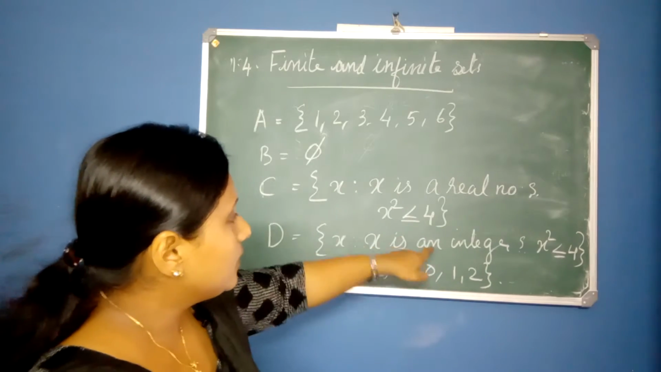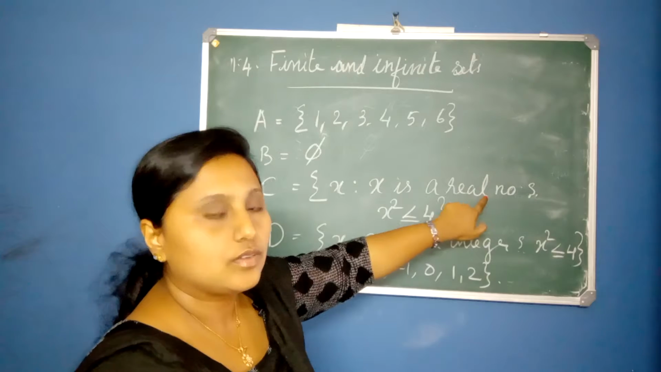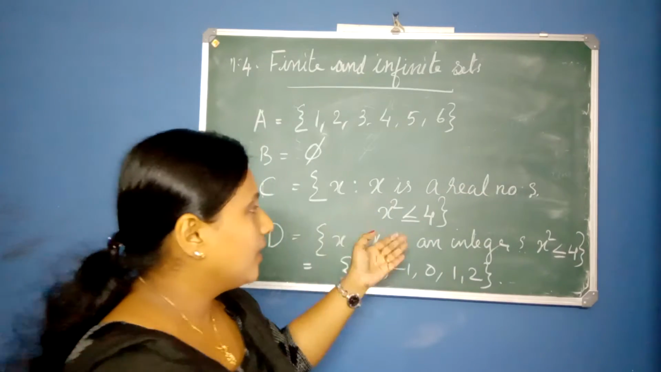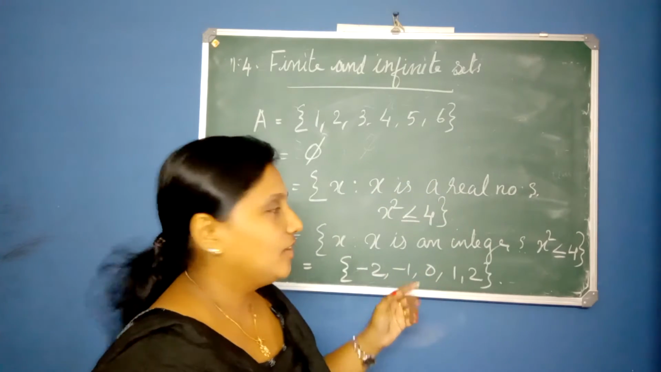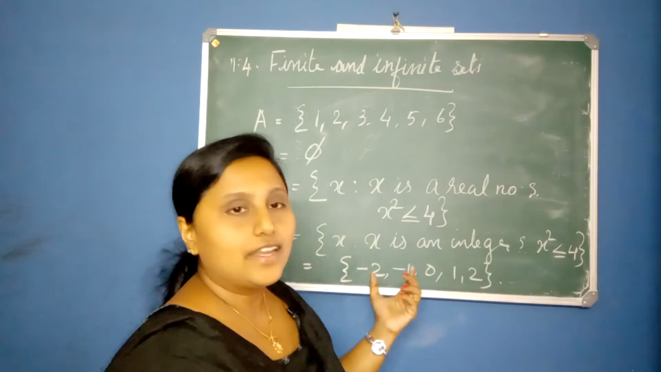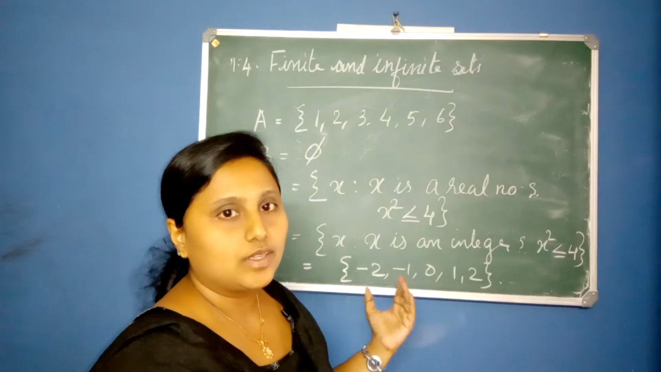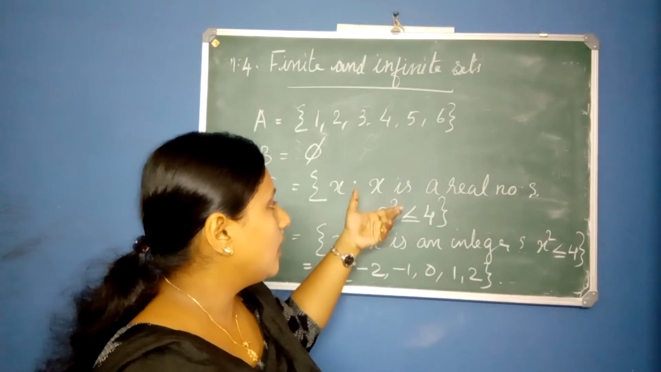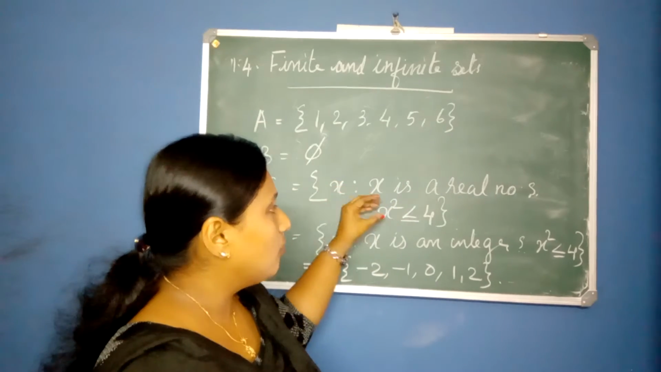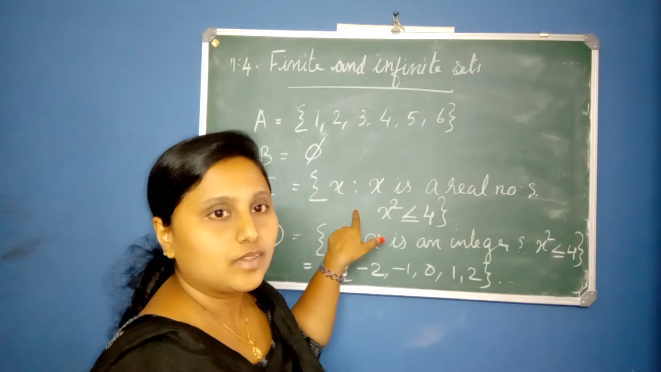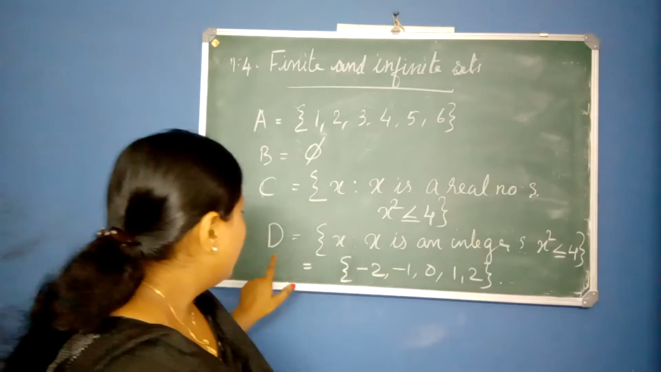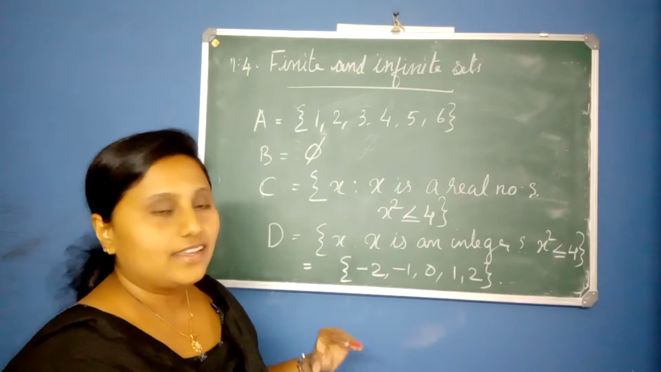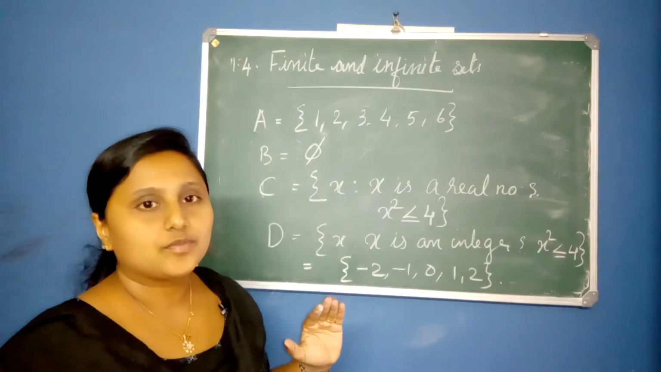But when I change these integers to real numbers, what are the elements of this set? We don't know. There are an infinite number of elements with its square less than 4. So this is an infinite set. We cannot count them. Here A, B and D are finite sets and C is an infinite set.